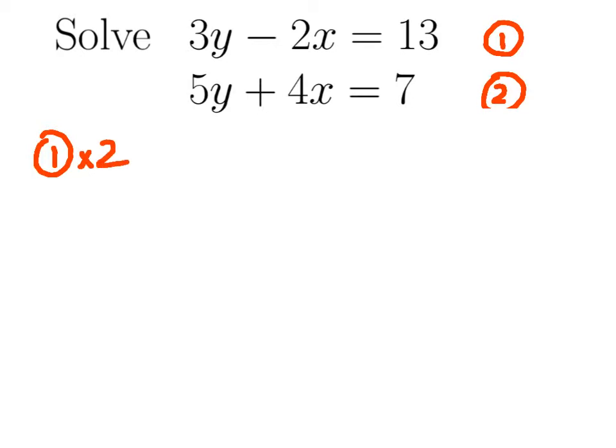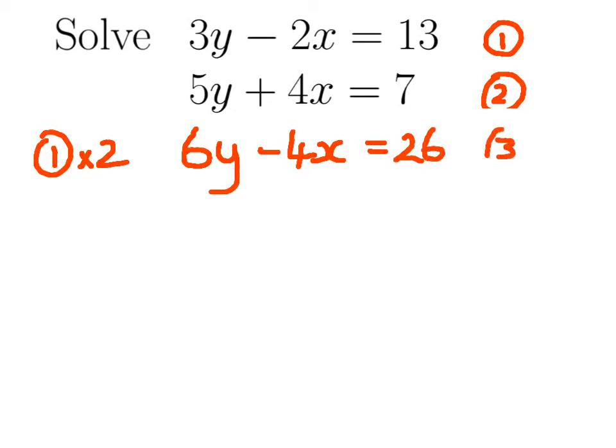So when we do that, equation 1 becomes 6y minus 4x equals 26. And I'm going to call that equation 3. And now we've got the same number of x's, 4x in both. Now I know one's a plus and one's a minus, and that's different to the last examples as well, but that's okay, because what we can do here is actually add the equations together. So in the last two questions we've subtracted our equations, but here we're going to add equations 2 and 3 together.